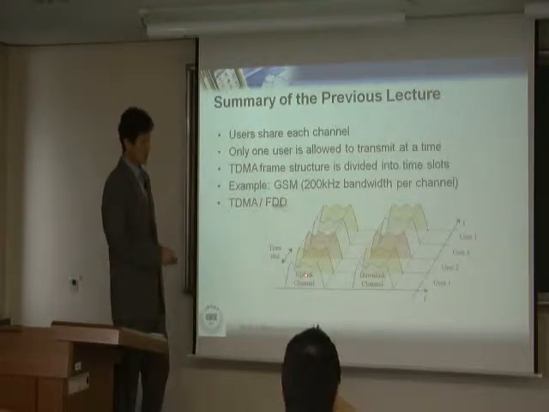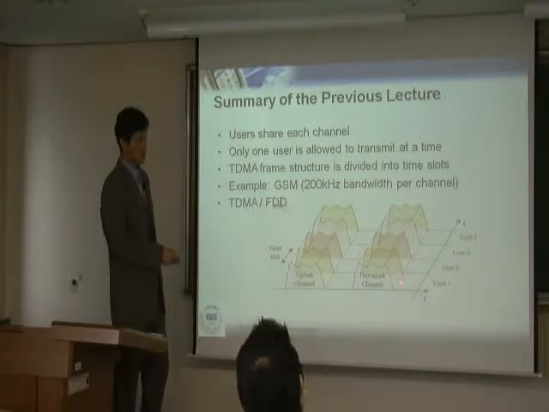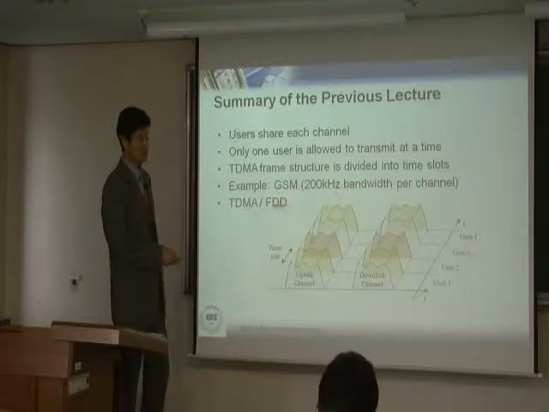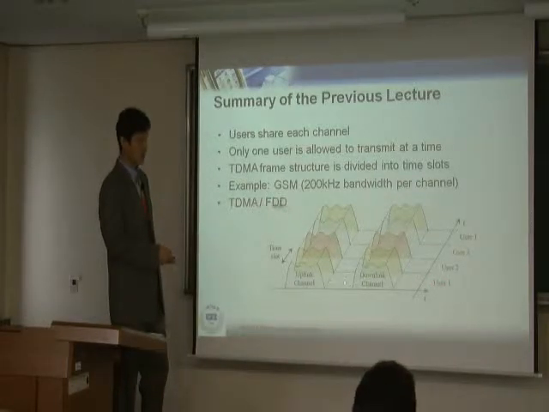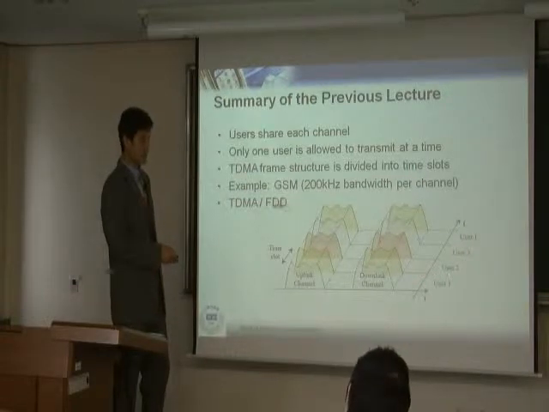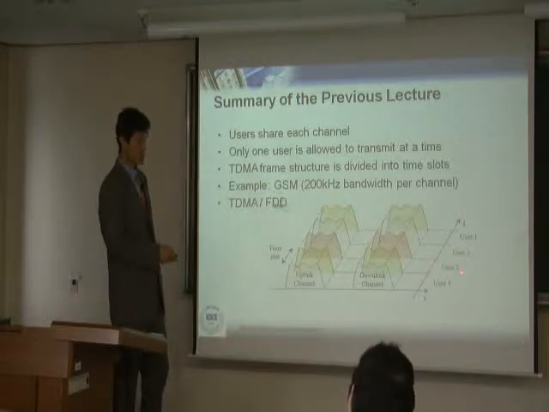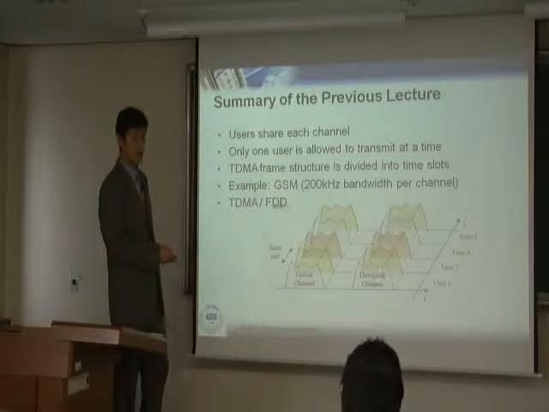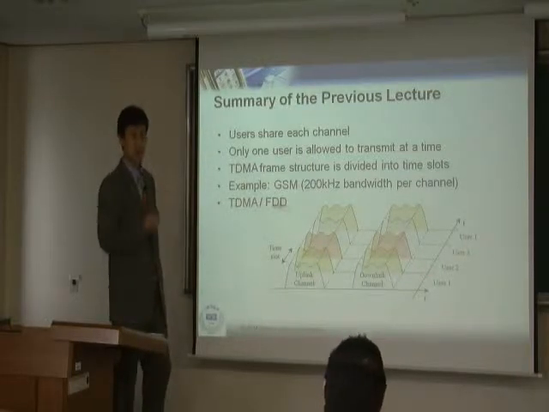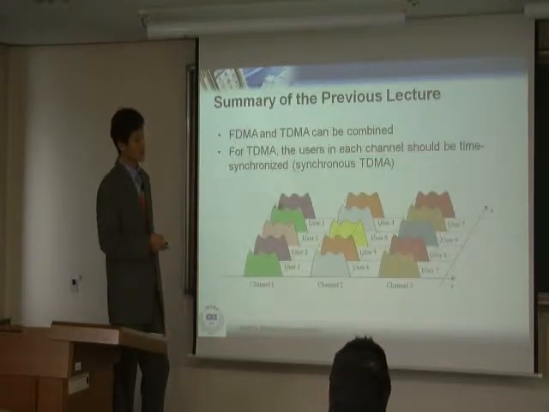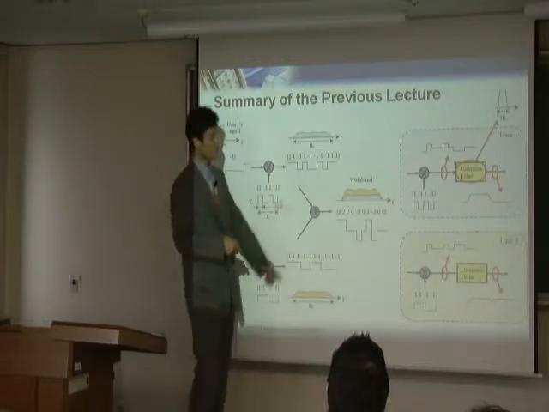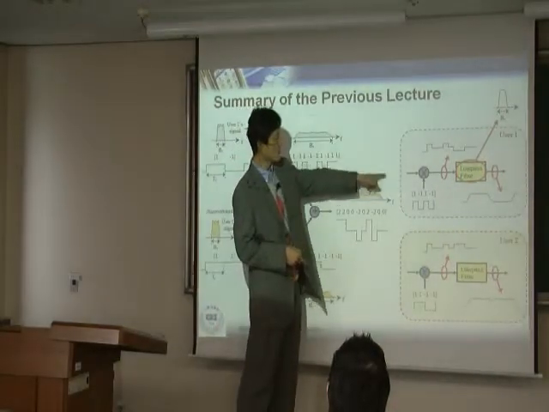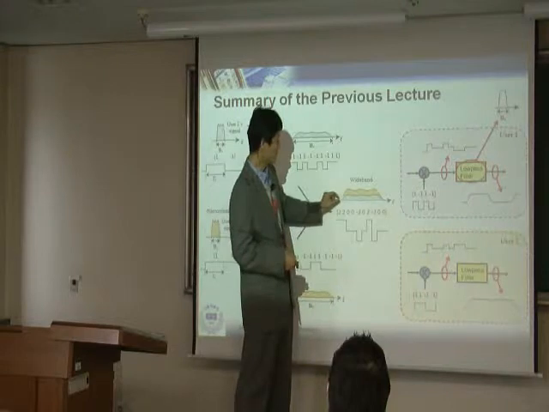TDMA. Let's say user 1 uses this time slot, user 2 uses another time slot. User 1's transmit power is received strong. A little bit later in time, user 2's signal has a small receive power. No problem, because that's a separate time, right? No problem. Here, however, these two signals are combined. That's what you receive. Now user 1's power is this big. User 2's power is very tiny.